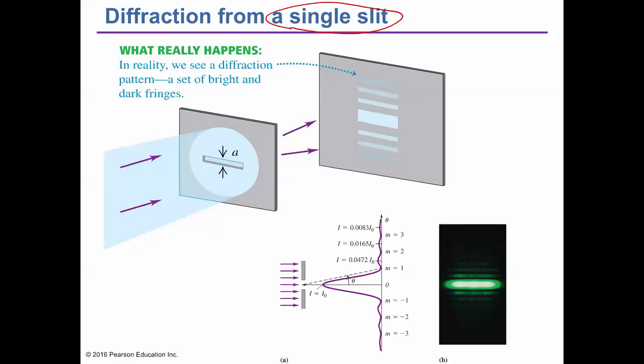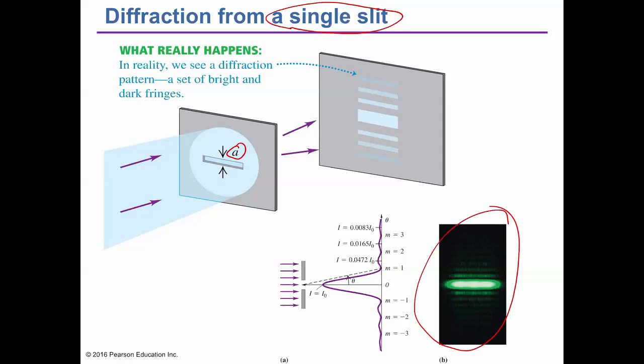What I have here is the light this time goes through one opening, and a is the size of that opening. What we get here is an actual experimental result. The central one is much brighter this time around. For the double slit, the central one is slightly brighter than m equals 1, 2, 3, 4, 5. Here the central one is very bright, and all the other bright fringes are relatively weak.